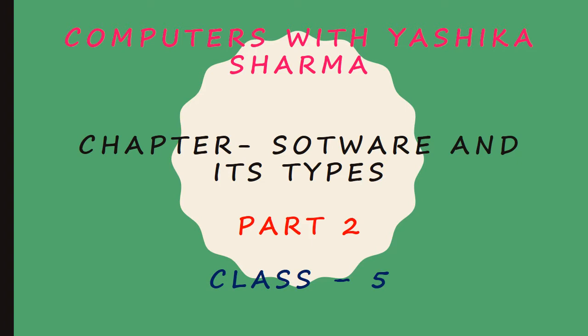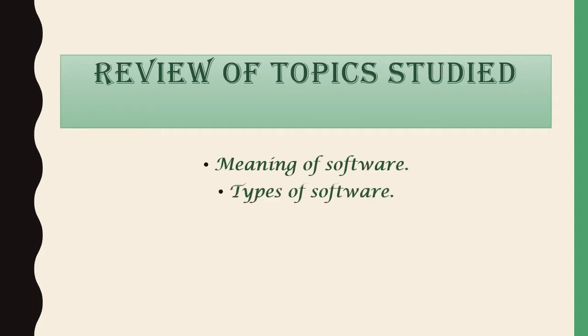Today we are going to start with part 2 of chapter number 2, software and its types. First of all, we'll have a review of the topics which we have studied in the previous part 1. Meaning of software, types of software and system software. These all were the topics which we have studied in the previous class.